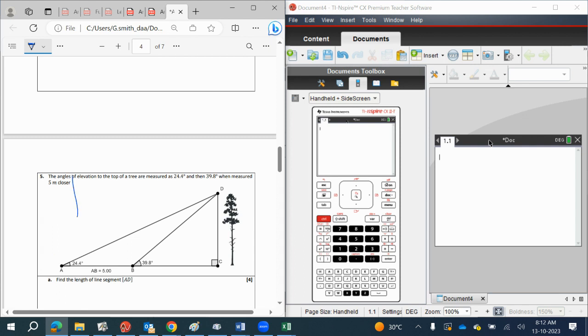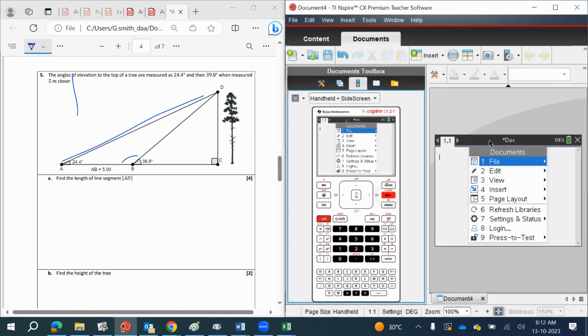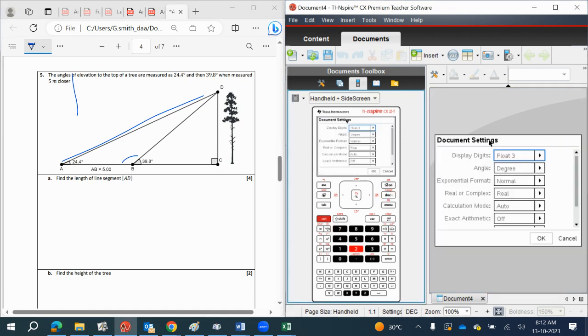So we have the angles of elevation. We're after this line here. So to find this line here, I'm going to need to find that angle there. So I can start off with my calculator by pressing document 7.2.